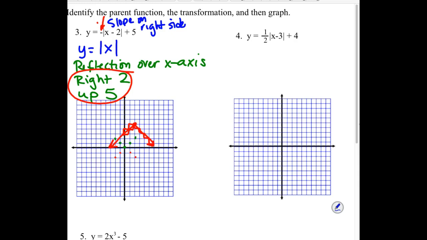All right, looking at number 4. What is the 1/2 in front going to do? It's going to compress it now. Remember I said you have to say vertical or horizontal? Right, because we have both types of compressions. So is this vertical or horizontal compression? Vertical. All right.